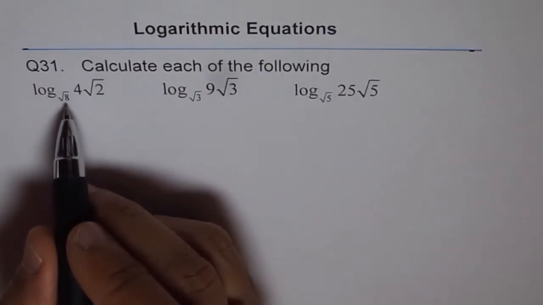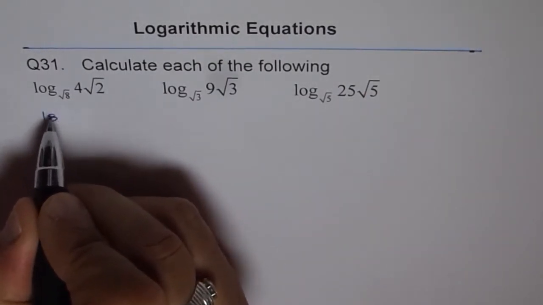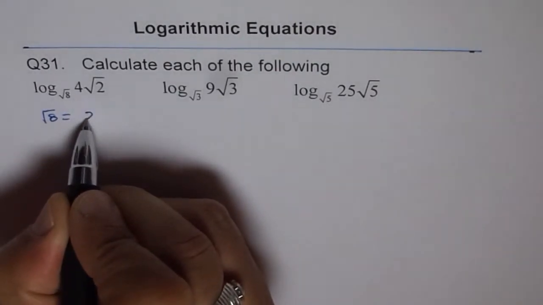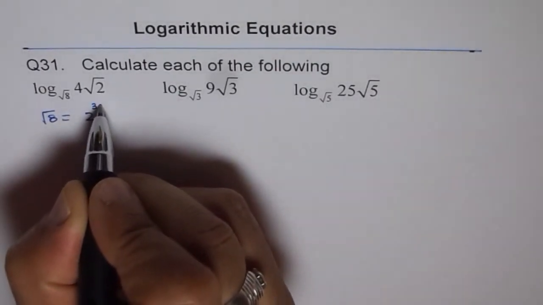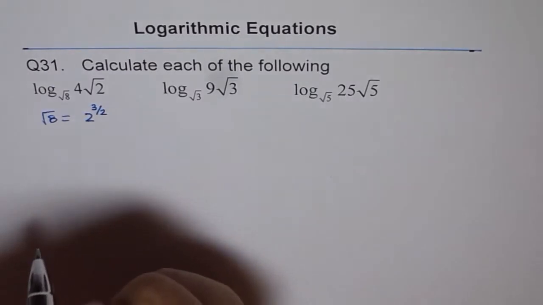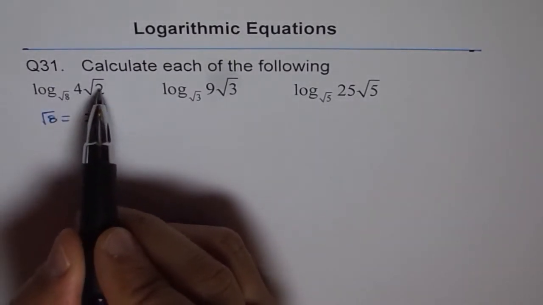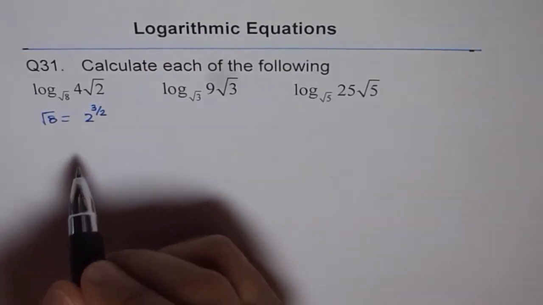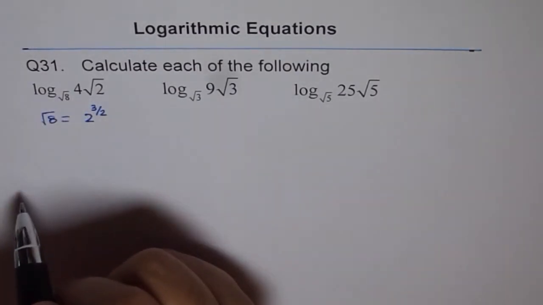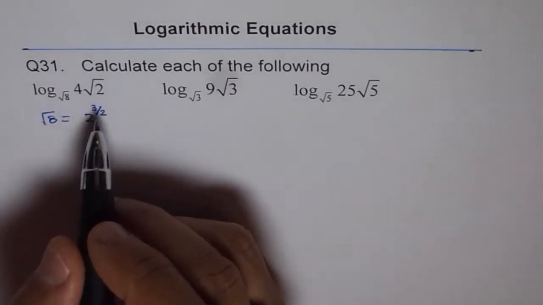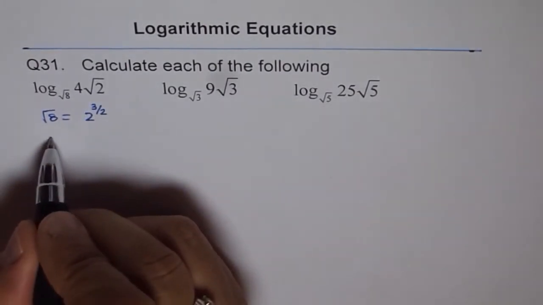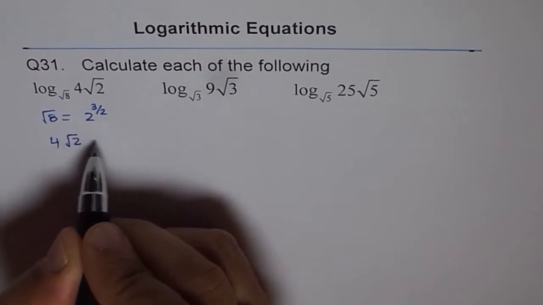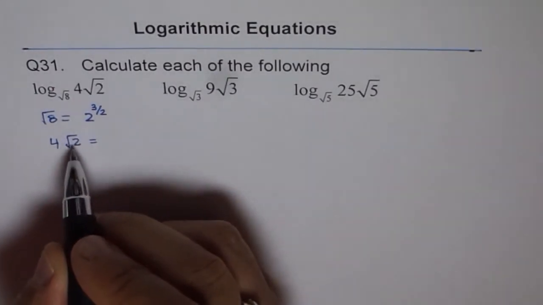Now remember, square root of 8 is 2 to the power of 3 by 2, right? So square root of 8 is actually 2 to the power of 3 by 2, correct? That is square root of 8. So if we write 4 square root 2 in terms of 2 to the power of 3 over 2, it could be some other exponent, then we can actually evaluate it, correct? So let's try to write 4 square root 2 in these terms. So 4 square root 2 can be written as 2 to the power of what?